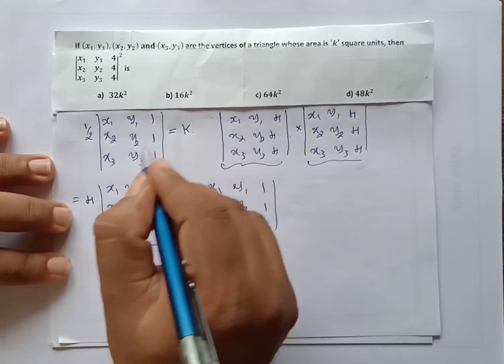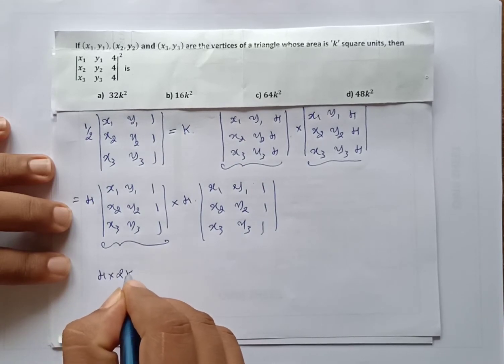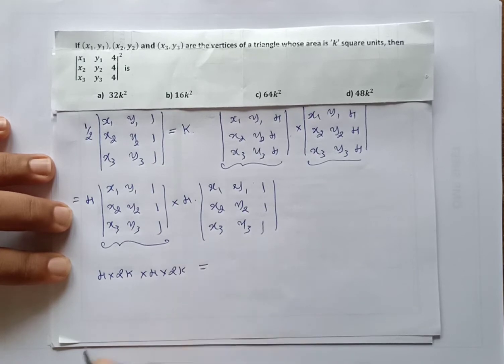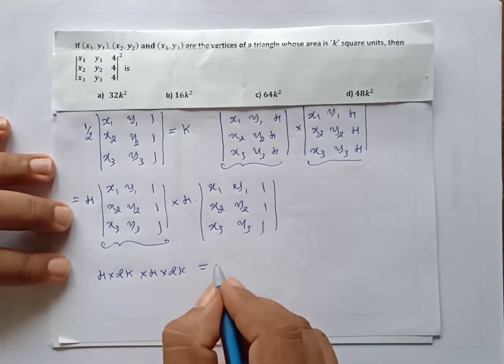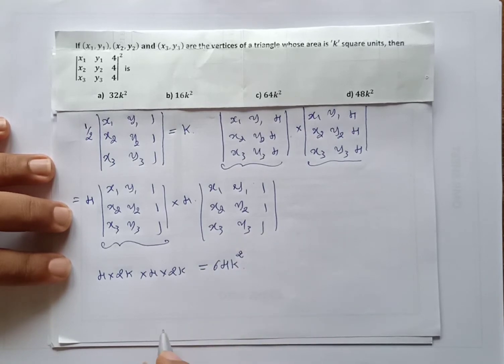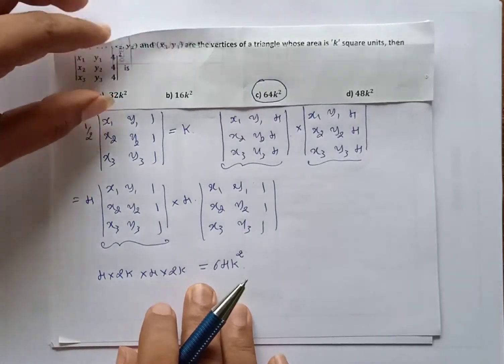Half shifts to that side, so this one is nothing but 2k. So we can write 4 into 2k into again 4 into 2k, which is equal to, just multiply, we are going to get 64k square. So option C is the answer.